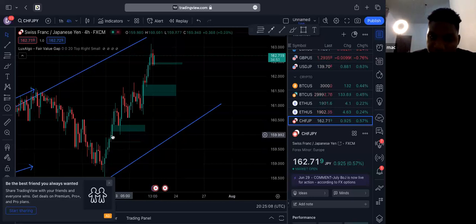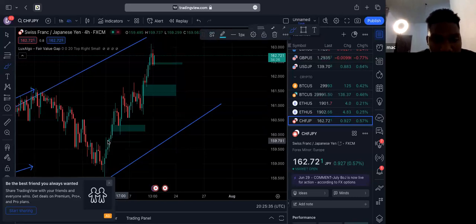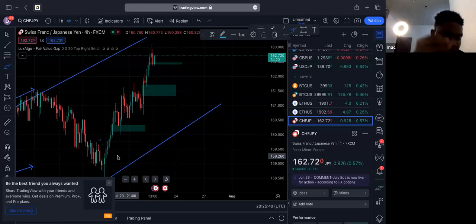There are 3 candles. 1, 2, 3. The tip of this candle cannot overlap this candle. The small tiny gap you are seeing here is known as fair value gap. Anything that makes this candle pass above this area, then it's no more a fair value gap because there's no gap between both of them. Right?